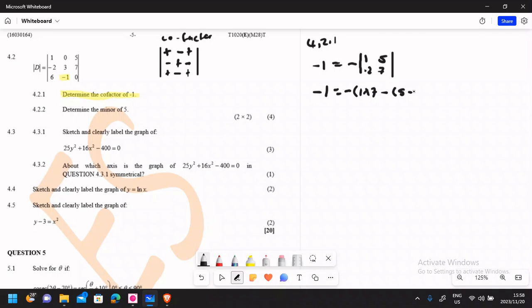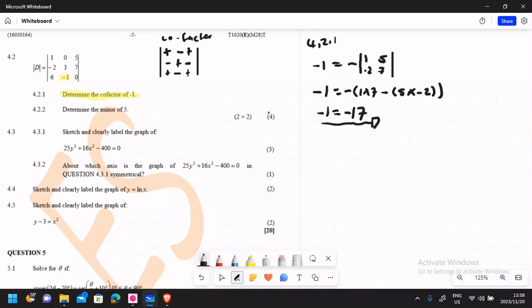5 multiplied by negative 2, and then the answer here is going to give us negative 17. If you put that on your calculator, this is going to be negative 17. So this is how you get the minor or the cofactor of negative 1. So that's the answer, guys, negative 17.